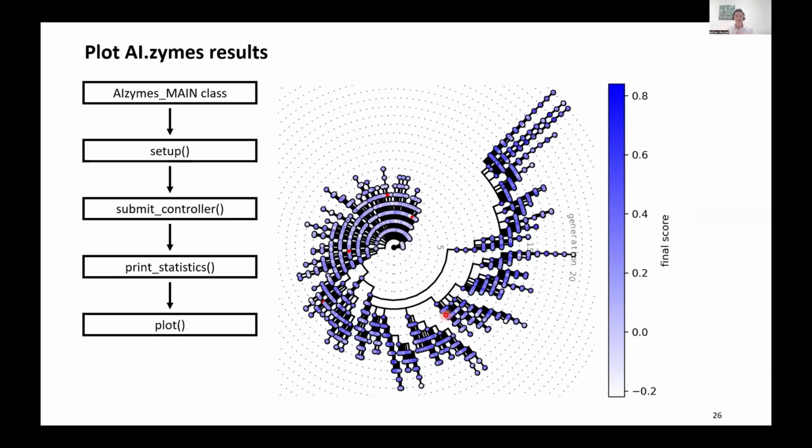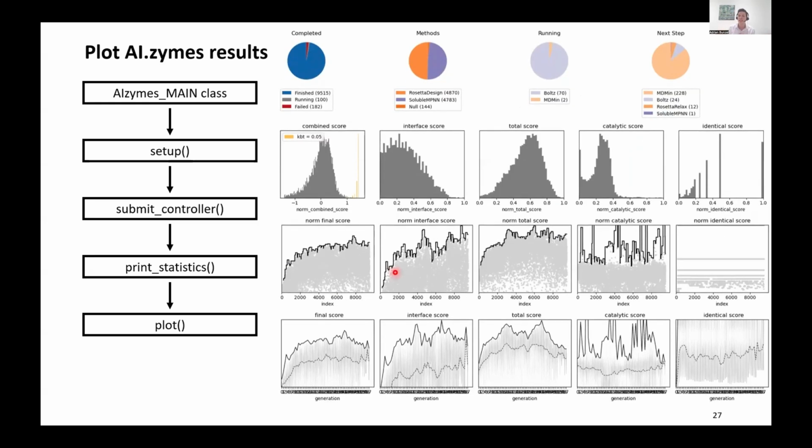in AI.zymes. And you can also see, for instance, here, these are individual designs that actually failed. Maybe the sequence was so bad that the structure prediction didn't work. We don't know why they failed, so they will just be ignored, and AI.zymes will continue not actually touching these variants anymore.